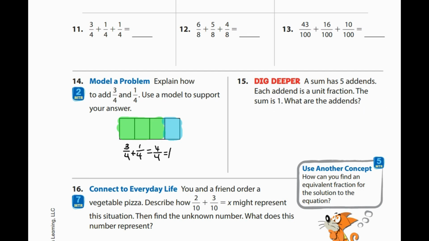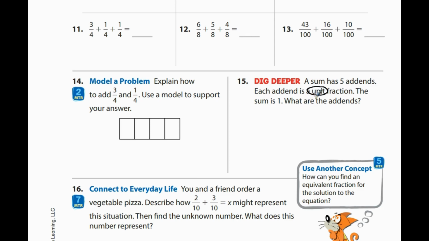That's the last question that I want to do with you guys because it's a long word problem. But you know what, let's go ahead and do number 15 too, because that's a dig deeper, and those dig deepers are always pretty good. It says a sum has 5 addends. Addends are numbers you add together. Each addend is a unit fraction. Remember what I told you, that word unit fraction.